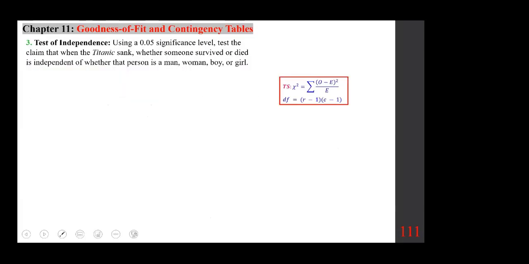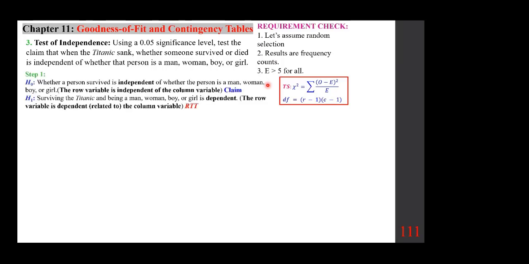Here's an example of a test of independence using a 0.05 significance level. We want to test the claim that when the Titanic sank, whether someone survived or died is independent of whether that person is a man, woman, boy, or girl. So the requirement is random selection, that is the assumption here. Results are frequency counts. Each and every expected value, as you remember, is way larger than 5. I want to discuss how you write the first step.